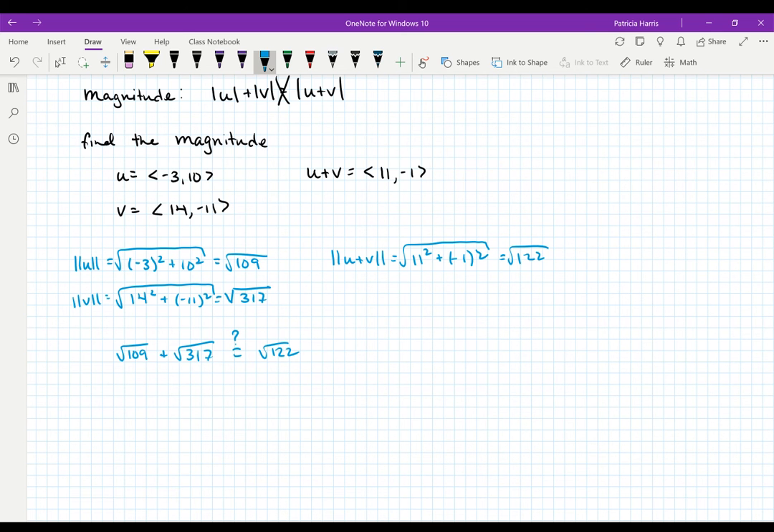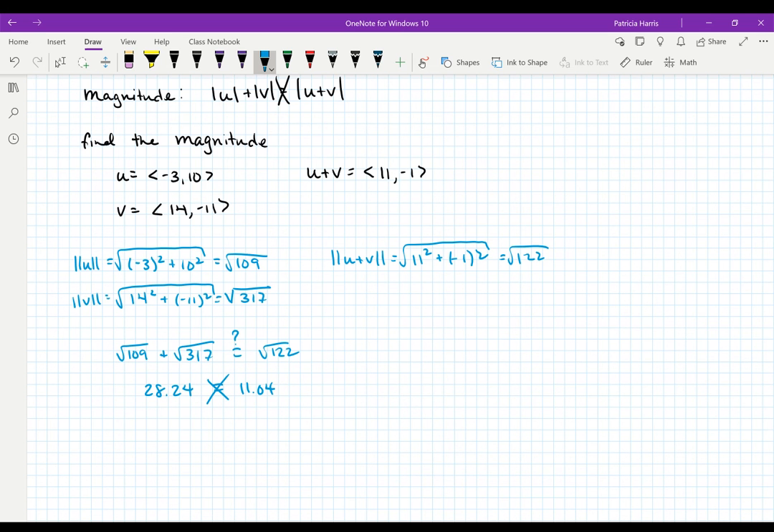Okay, and again, I'm just using my calculator here. That's approximately 28.24, and then 11.04. So those are definitely not equal. Okay, so again, the individual magnitudes added together do not equal the magnitude of your resultant vector.